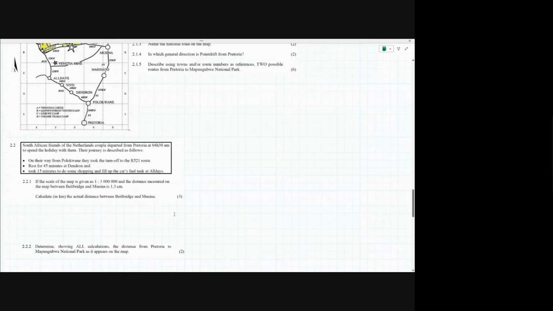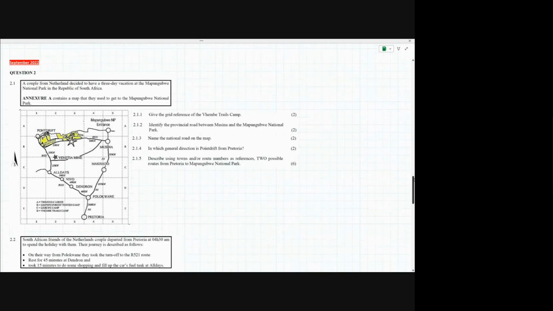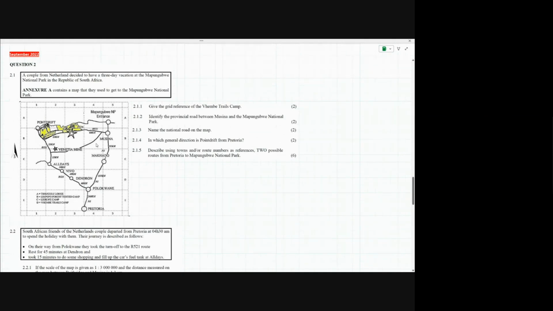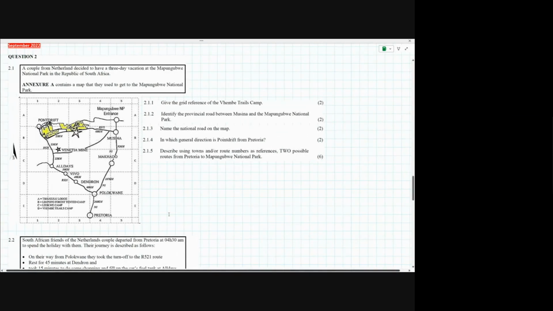So let's have a look here. Hang on. Sorry. Right, so this was from 2 years ago, trial paper. And again, a map being given to us on an annexure. So always have your annexure ready and looking at what's happening. This was not the map I was thinking about in terms of a national park, but here's another one.